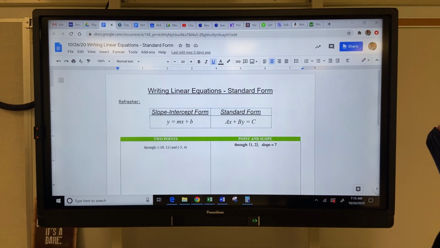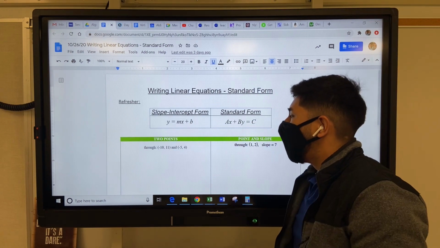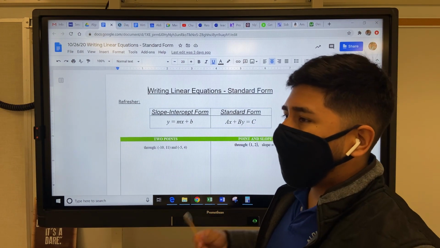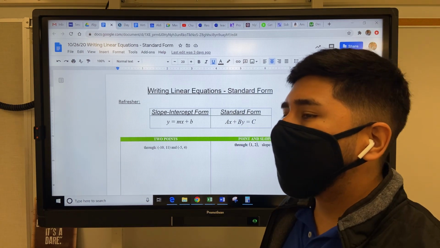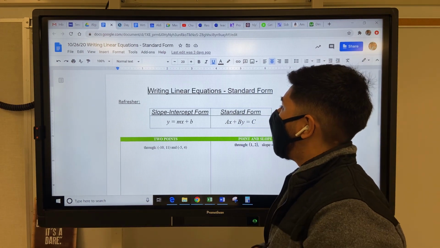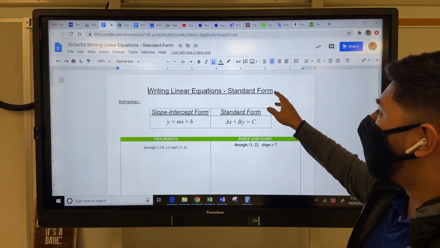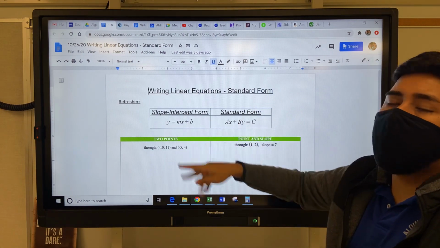Today's topic is writing linear equations from standard form. We are doing the exact same thing as all of last week, ladies and gentlemen. So if you had the opportunity to go and finish your work, you're on the right track. All we're doing today is converting standard form to what our answer is.